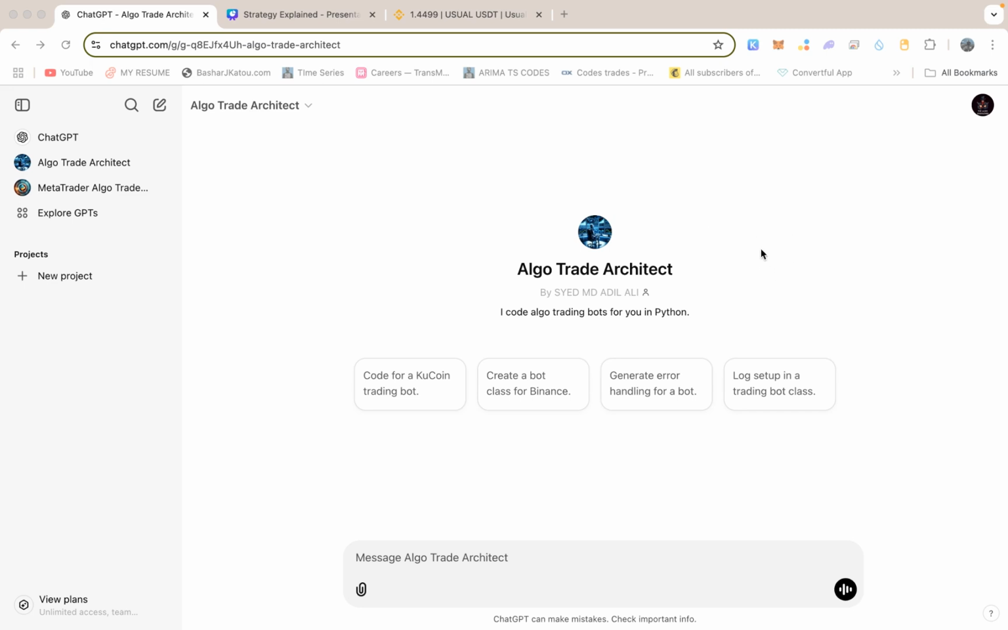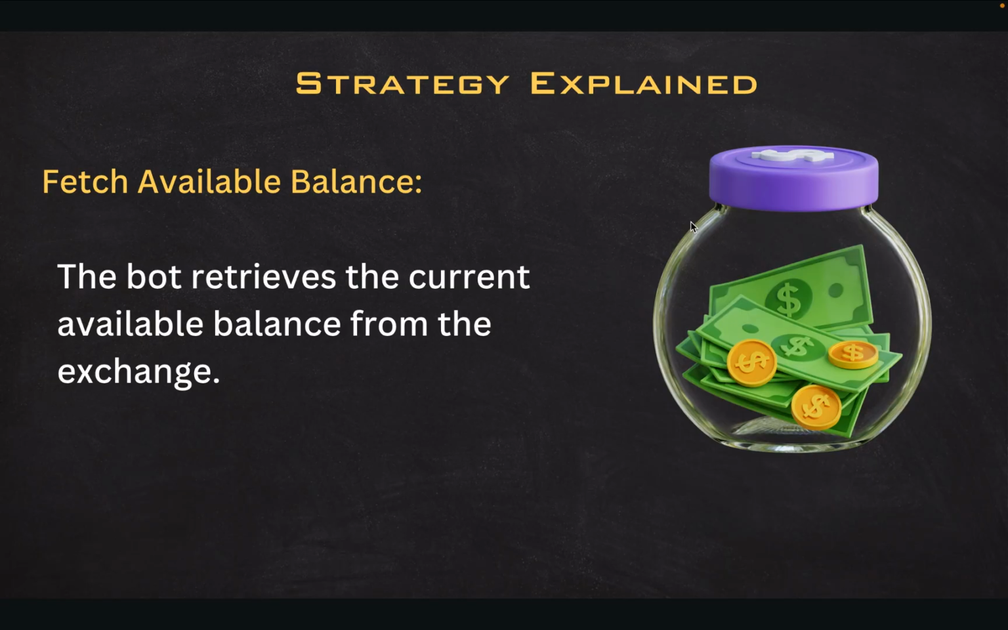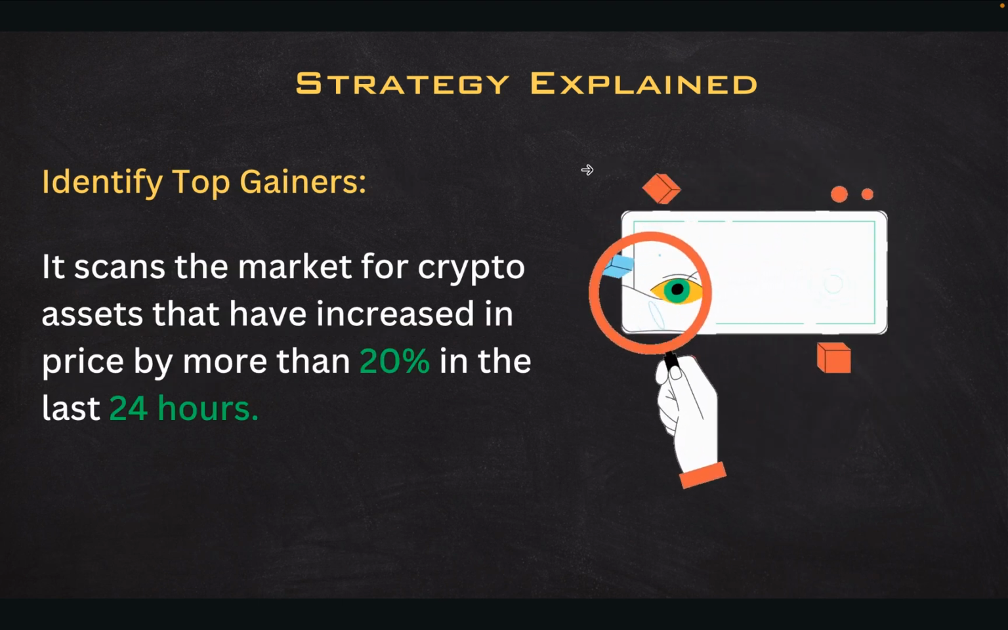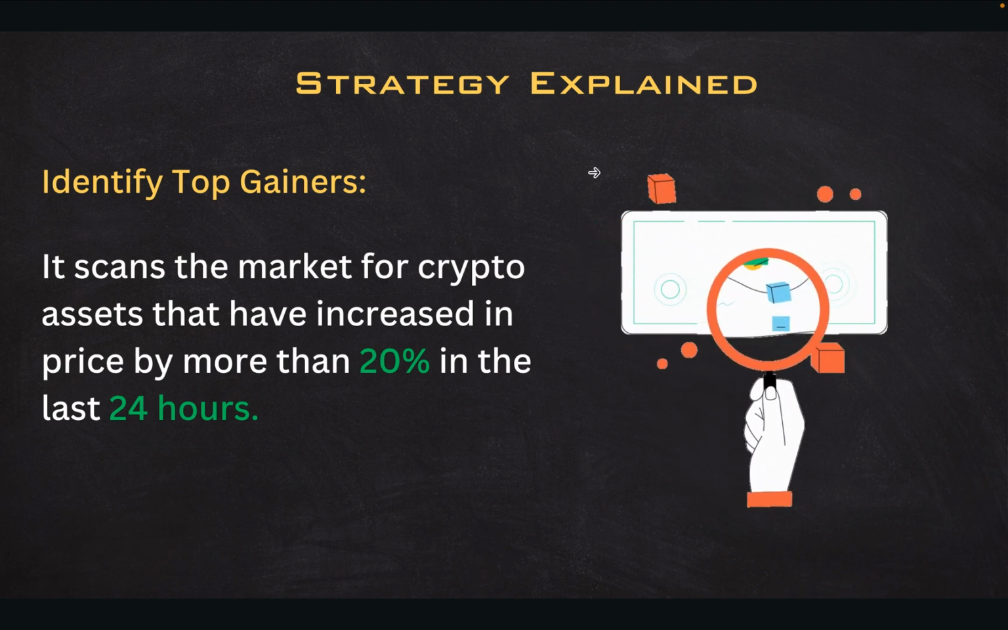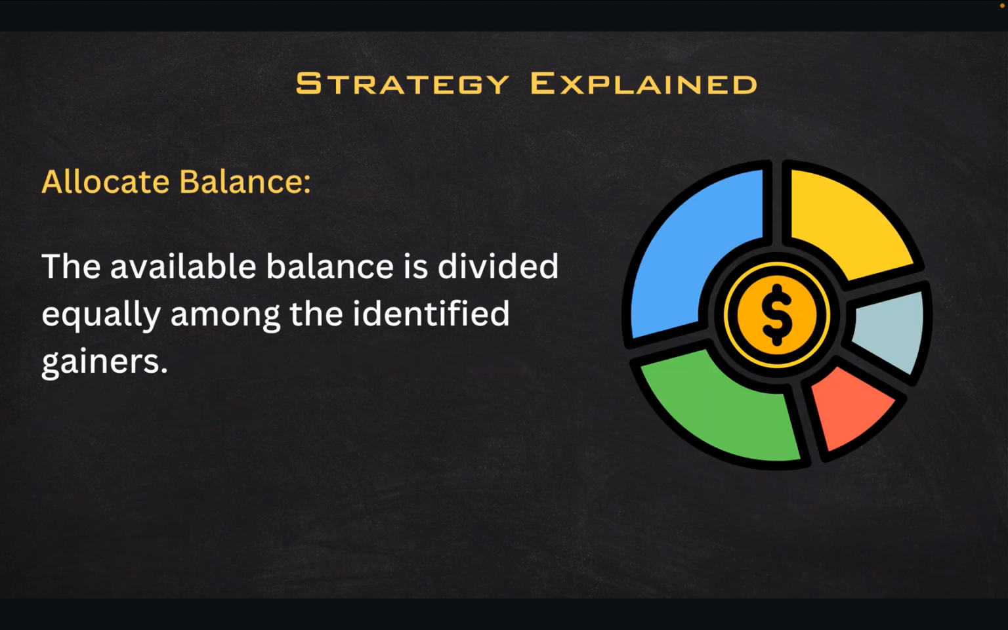Dive into the first step, crafting the prompt. This is where we define exactly what we want our trading bot to do. With ChatGPT, it's really important to be clear and specific in your instructions, so it knows exactly what we're asking for. Here's the strategy we're going to use for our bot. The bot begins by connecting to the exchange's API to fetch the available balance in the account, ensuring it accounts only for funds that are not already tied up in active orders or holdings. Next, it analyzes market data to identify crypto assets that have gained more than 20% in value over the past 24 hours. Using this information, the bot allocates the total available balance equally among the identified gainers, carefully factoring in transaction fees to determine the appropriate allocation for each asset.